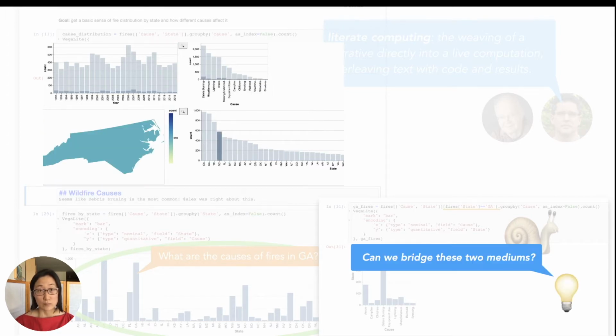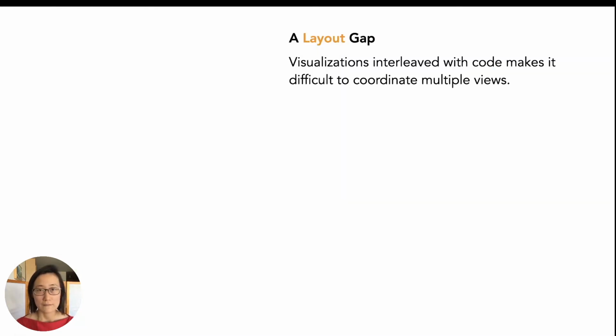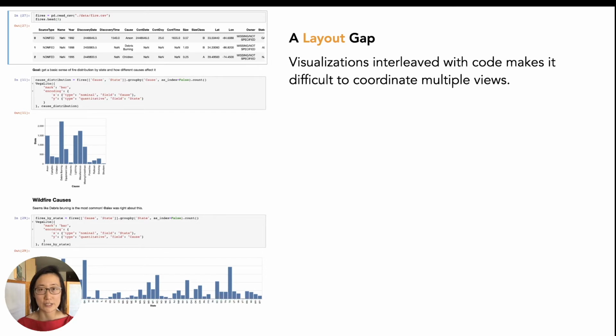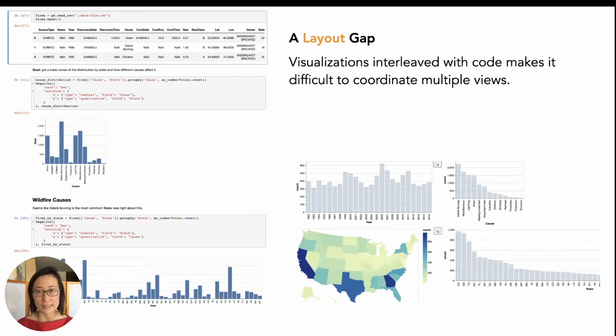This work is an exploration to bridge together the two mediums, and it's not as simple as just programming an interactive visualization into a notebook cell. We identified 3 gaps. The first is a layout gap. We can see here that the notebook is linear, where visualizations and code are interleaved, whereas in interactive visualizations, the visualizations are a lot more compact. This is really important for coordinated views.